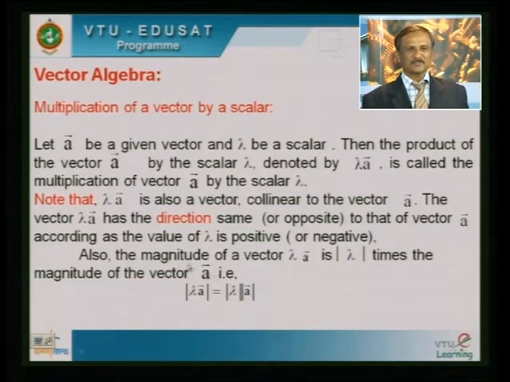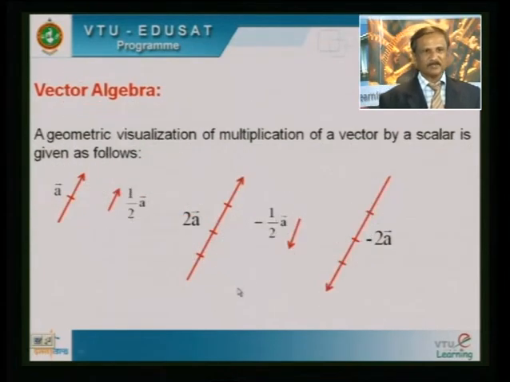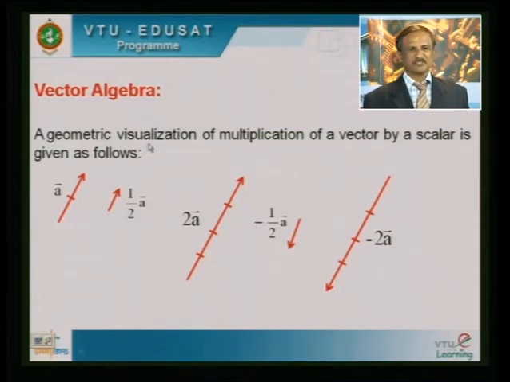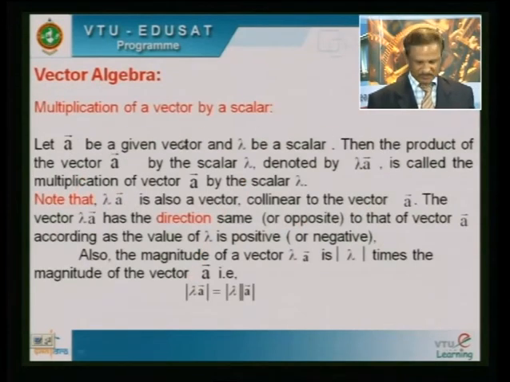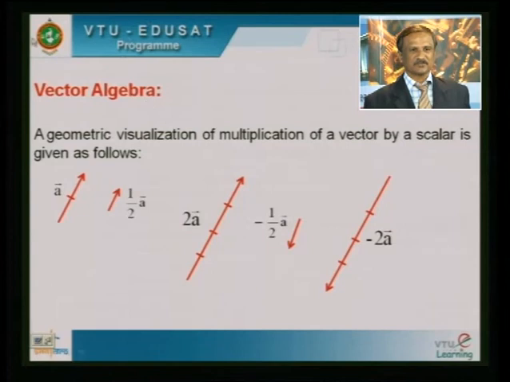Is it clear? Also, the magnitude of vector lambda A is modulus of lambda times the magnitude of the vector A. It means that if you want to calculate the modulus of multiplication of a vector by a scalar, you write modulus of lambda A, which is equal to modulus of lambda into modulus of the vector A. Or geometrically, we can represent multiplication of a vector by a scalar as follows.